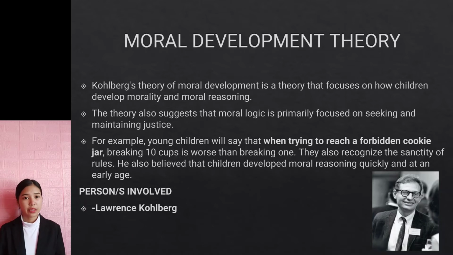Moral development theory. Kohlberg's theory of moral development focuses on how children develop morality and moral reasoning. Kohlberg's theory suggests that moral development occurs in a series of 6 stages. The theory also suggests that moral logic is primarily focused on seeking and maintaining justice. For example, young children will say that, when trying to reach the forbidden cookie jar, breaking 10 cups is worse than breaking one. They also recognize the sanctity of rules. He also believed that children develop moral reasoning quickly and at an early age. So, that was focused on Lawrence Kohlberg's theory.